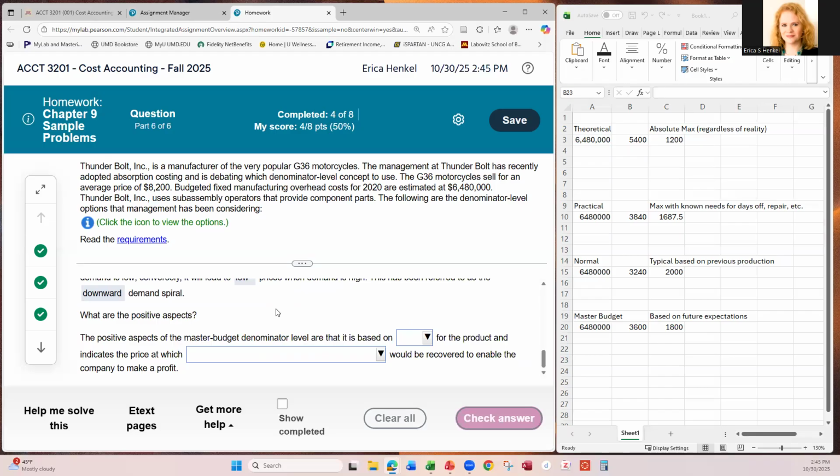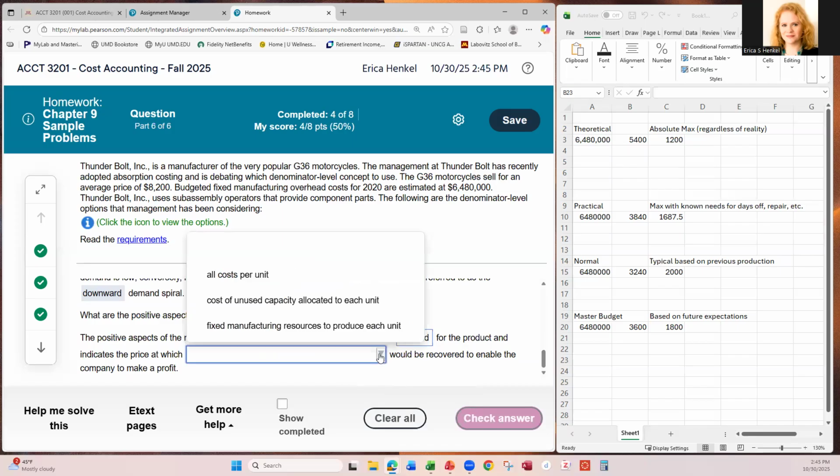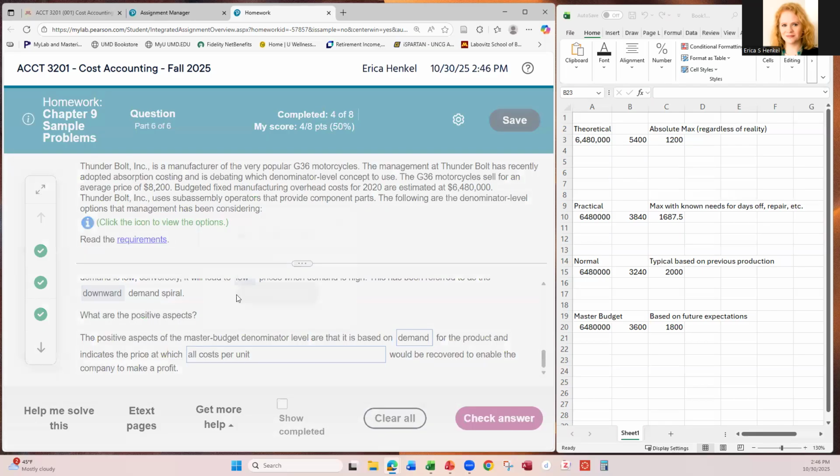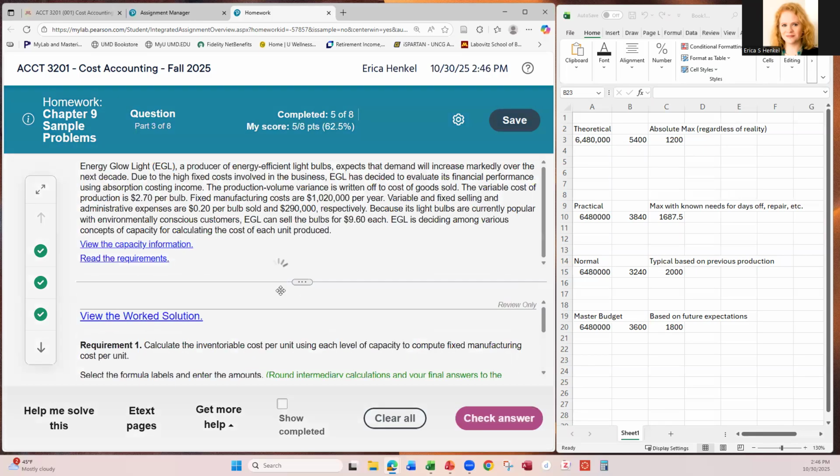The positive aspects are that it is based on the demand for product, and it indicates the price at which all your costs would be recovered, all costs per unit, to enable the company to make a profit, right? So you know that everything will get allocated out and still make a profit under cost plus pricing with a master budget denominator, assuming that your master budgeting is accurate.